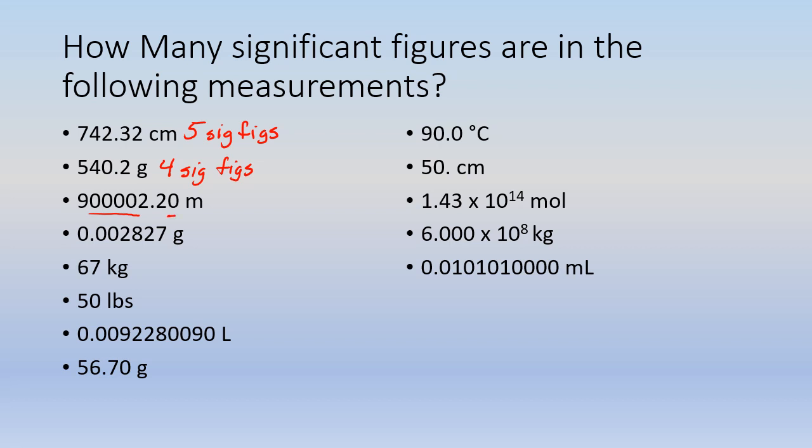This last zero has to look at another rule. It says that zeros to the right of all these non-zero numbers are significant when there's a decimal. And in this case, there is a decimal in this number. So all of these digits here in this number are significant. This was 1, 2, 3, 4, 5, 6, 7, 8 digits, and they're all significant, so 8 sig figs.